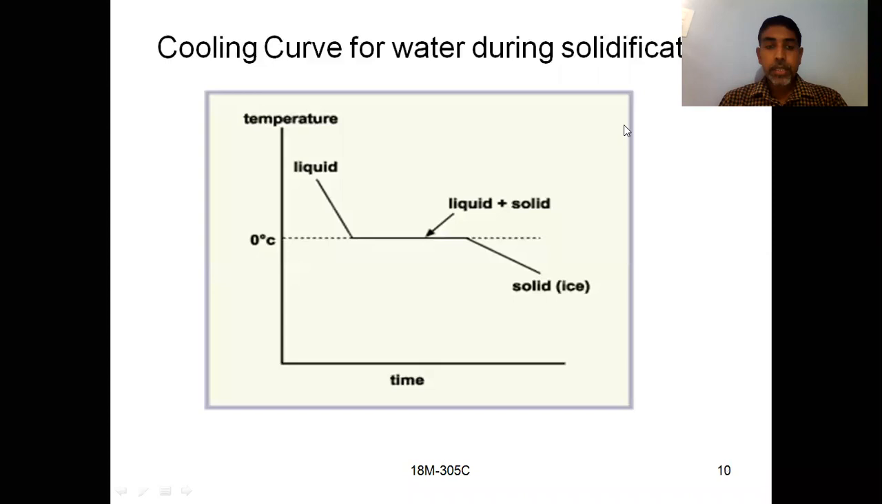If you see here, see this one. So what is a cooling curve? Just now I told you, I'm taking time on the x-axis and temperature on the y-axis. If you see here, this is 0 degree centigrade. Below you are having minus, and above you are having 5, 10, 15 like that.